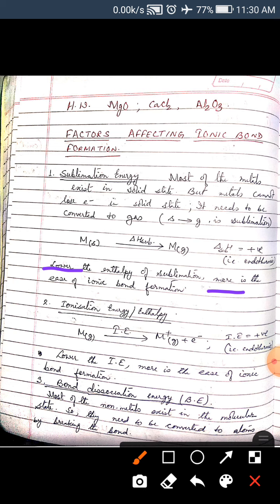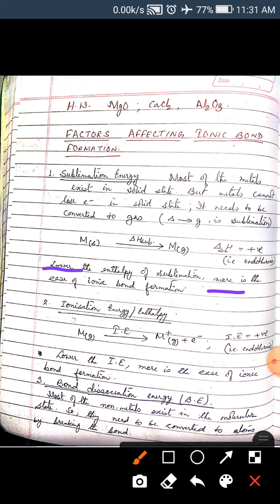We have represented the metal in general as M. Now you know that metal, when they lose electron, they have to overcome the force of attraction due to the nucleus, and this energy is called ionization energy. How we define ionization energy? It is the amount of energy required to remove the valence electron from an isolated gaseous atom.